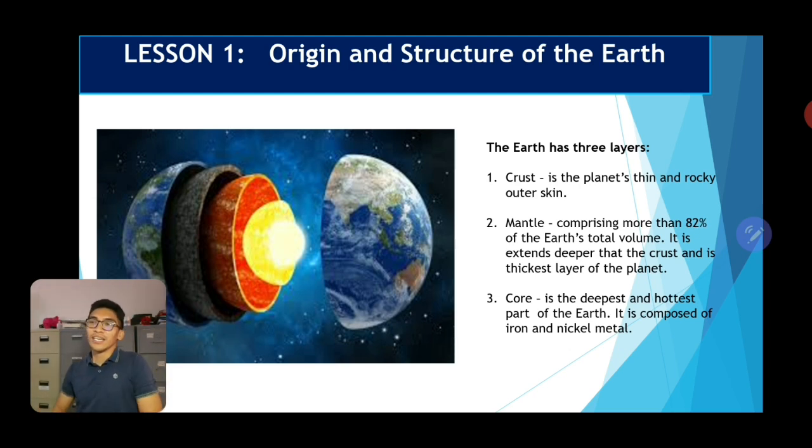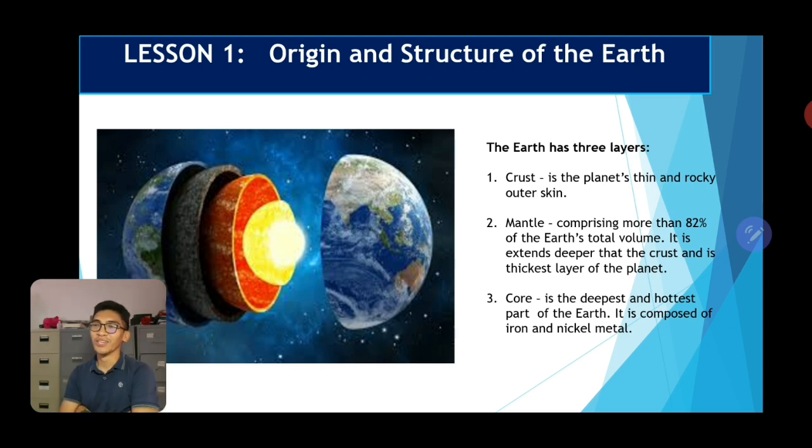Crust. Now the mantle, it's not the mantle of your table, of course. It's not the checkered clothing of the table. The mantle comprises more than 82% of the Earth's total volume. It extends deeper than the crust and is the thickest layer of the planet. That's a typographical error, by Ma'am Jess.